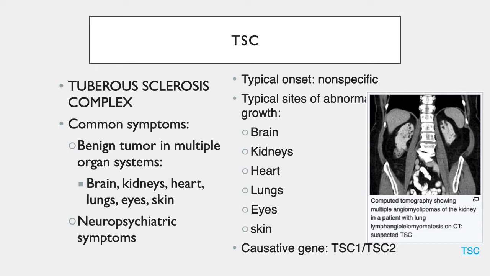Although the tumor growth may occur in a wide range of organ systems, renal disruptions are the second most common manifestation of TSC, and these renal disruptions often result in angiomyolipoma formation, or AMLs, which form within the kidneys and destroy renal parenchyma, causing irreversible kidney damage. And unlike ARPKD and ADPKD, TSC occurs in both children and adults.